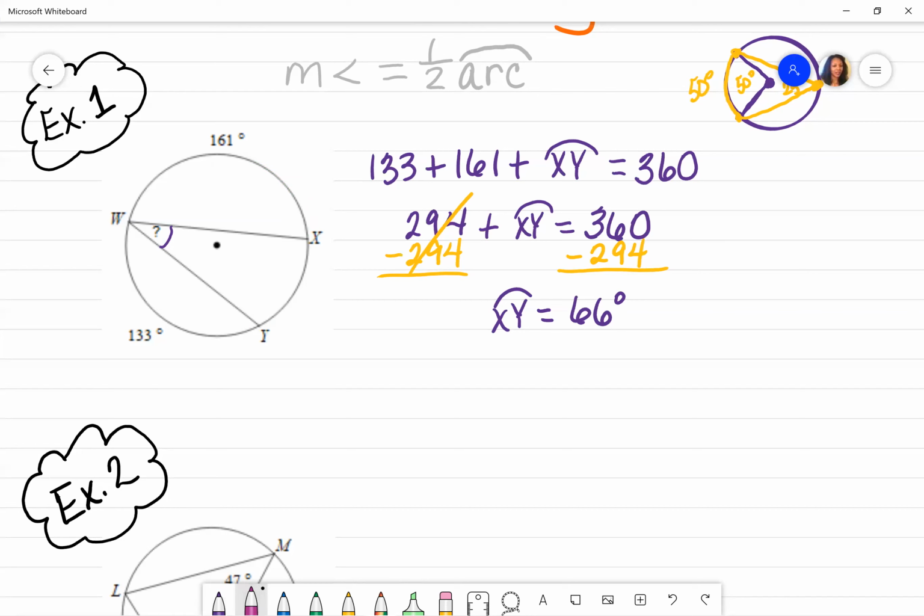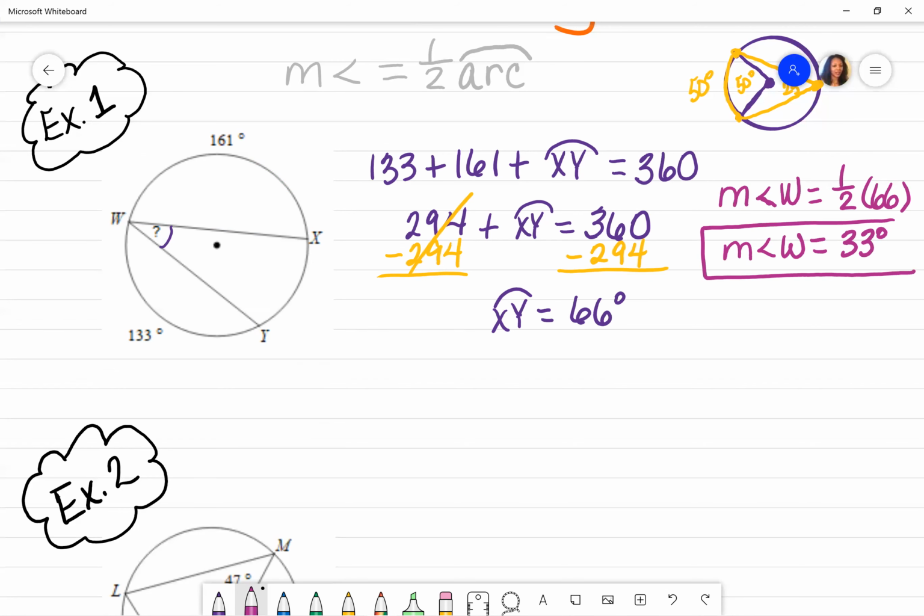So in doing that, we're going to go to the formula that I just told you about, and we're looking for the measure of angle W. What we know is that it's 1/2 of the arc. Well, the arc we just found out was 66 degrees. So whenever you have the variable on the left-hand side by itself, you can just automatically simplify what's on the right-hand side. You don't have to do anything else. So 1/2 of 66 is the same as 66 divided by 2, which is 33 degrees. Remember, angles and arcs are measured in degrees. So that's it.